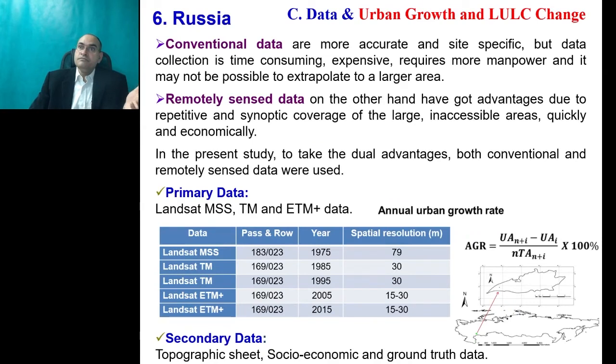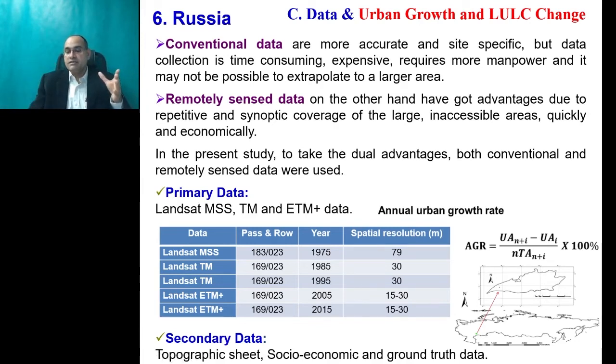Now here you can ask me that we are talking about data. Ultimately, we can divide our data into two parts. One is remote sensing data, and the other is conventional data, or field data, or secondary data, or data from different government organizations. I can say that conventional data are more accurate, but site-specific data collection is time-consuming, expensive, requires more manpower, and it may not be possible to extrapolate to a large area. But remote sensing data, on the other hand, have the advantage of repeated and synoptic coverage of large inaccessible areas, quickly and economically. That's why, to take the dual advantage, it's good to use both types of data.